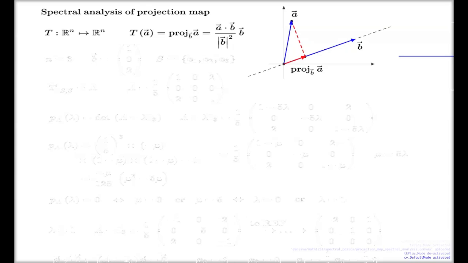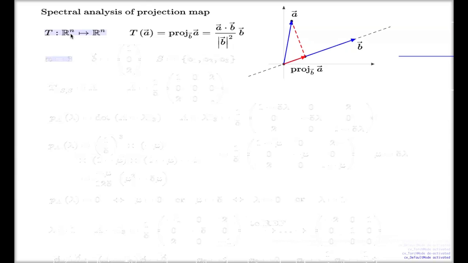One thing I'd like to comment from the beginning is that projection map only makes sense when the B vector is non-zero. Otherwise, it doesn't make sense in terms of geometrical construction, because such a vector will not have a direction. And it also doesn't make sense in terms of this formula. Another comment is that the non-trivial examples of projection map start from dimension 2. In dimension 1, where n is 1, there isn't much sense in considering projection map.